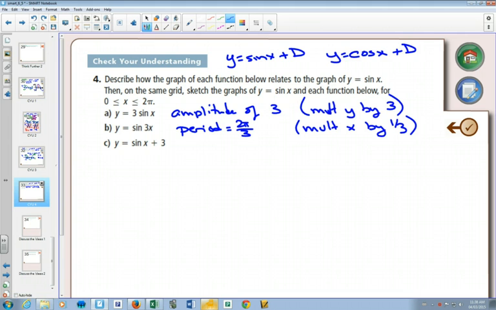And for C, sine x plus 3, that's going to change your center line or your sinusoidal axis. It will now be at y equals 3. It was originally at y equals 0. Transformation language, we just moved it up 3.